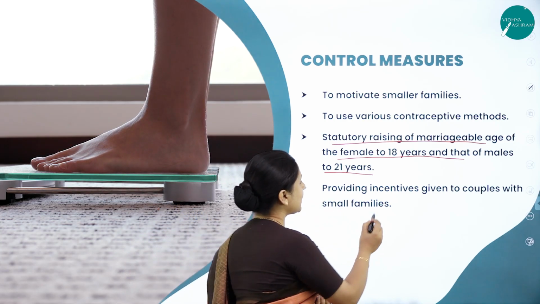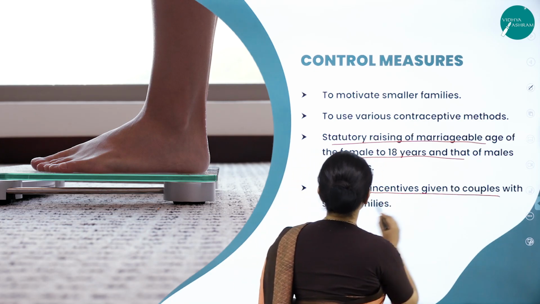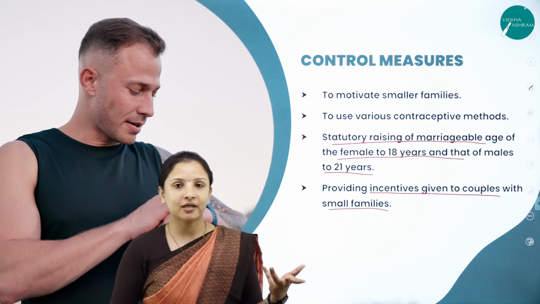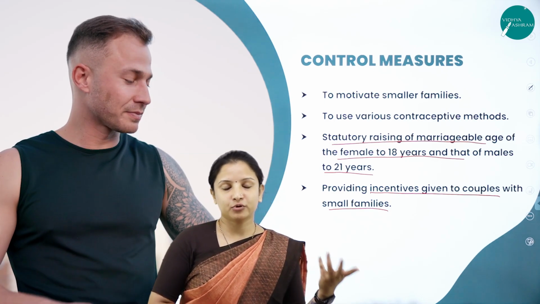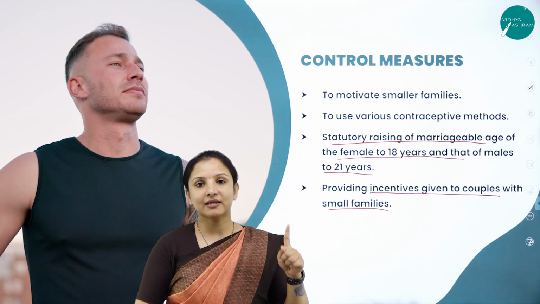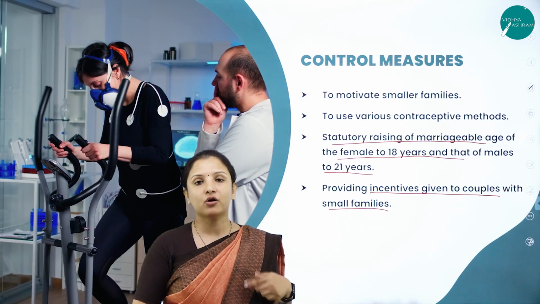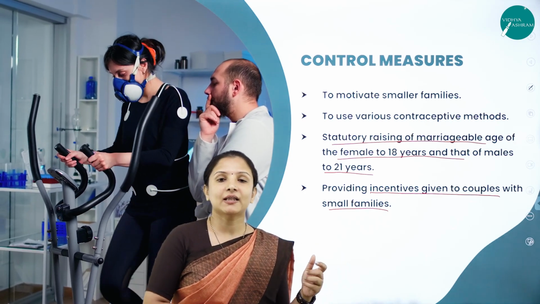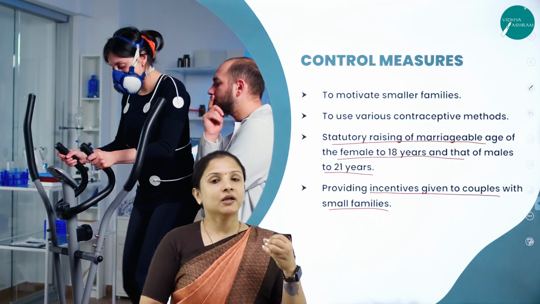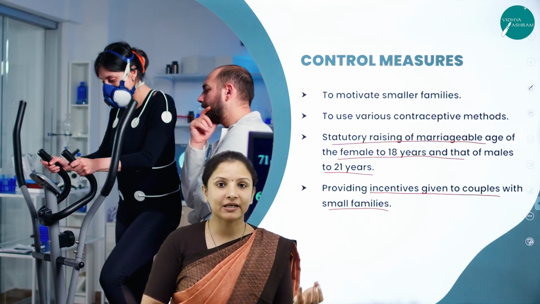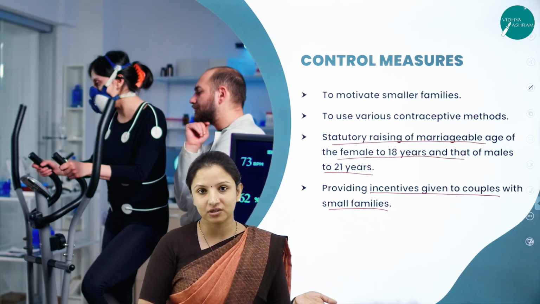Next is providing incentives to couples with small families. Say for example, in China and all that, they had put forth something, right, wherein if one child is there in the family, then free education for that child or some scholarships like that. Some incentives can be given so that they'll have an interest, so that okay, if I have only one child in the family, and all the benefits of the child come from the government, then why should I go for the second child, right?